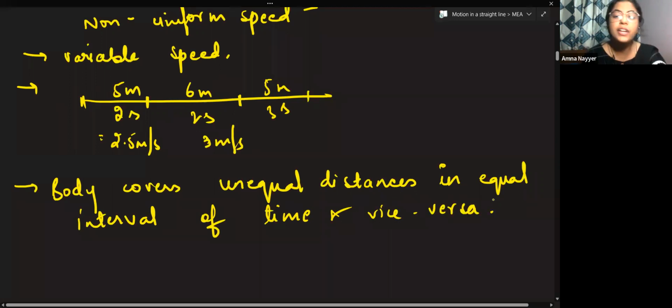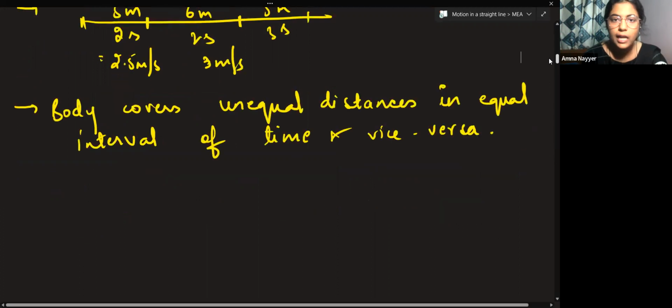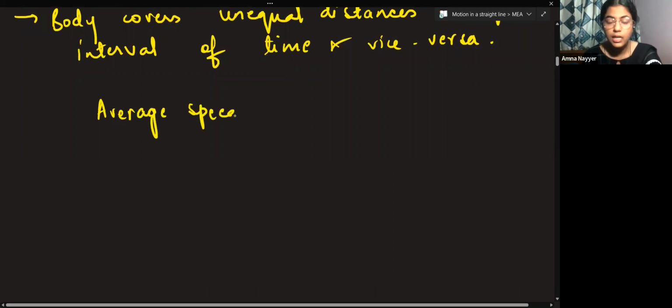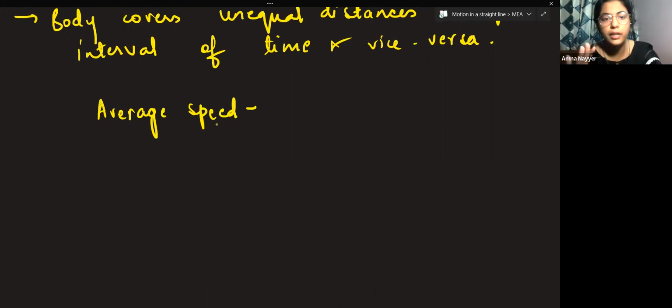Now, average speed and instantaneous speed are there. First, let's focus on average speed, then we'll move on to instantaneous speed. Average speed's formula is easy. Questions can be tricky, in instantaneous as well as in average. In both cases, it can be tricky. Average speed's formula is the same.